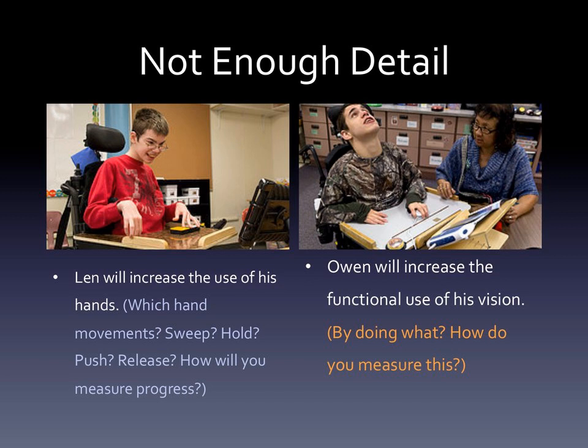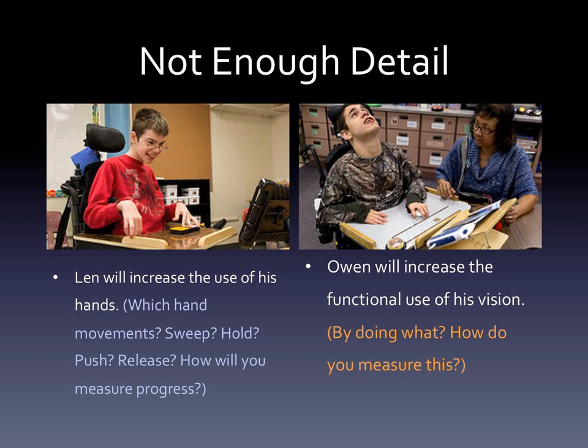Another example is in the area of hand use. For example, Len will increase the use of his hands. Now, here we need to consult with our occupational therapist or physiotherapist to determine exactly which hand movements are realistic for our student. It might be something like a sweeping motion, hold, release, push. There are many hand movements, but unless we know specifically what is expected, how can we measure progress?